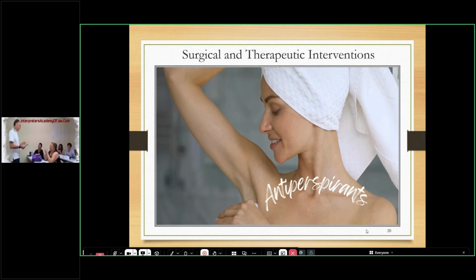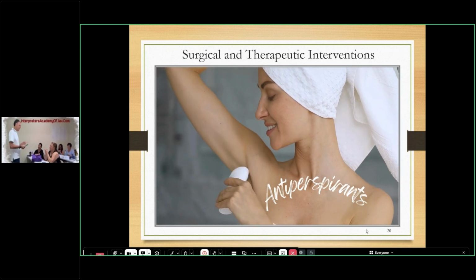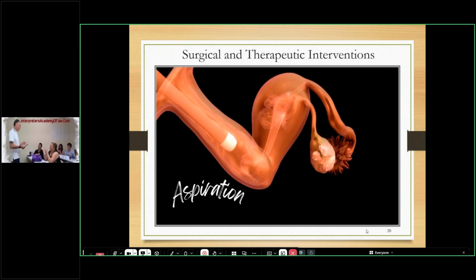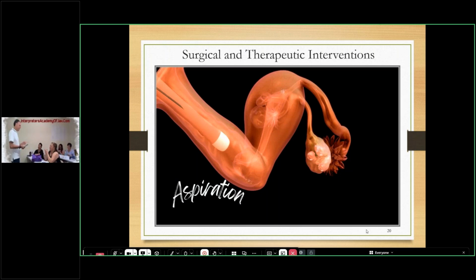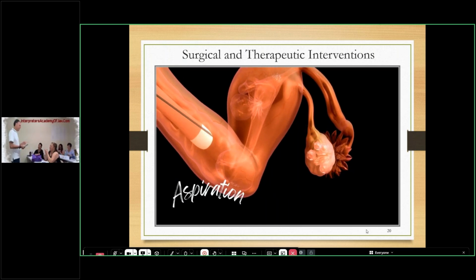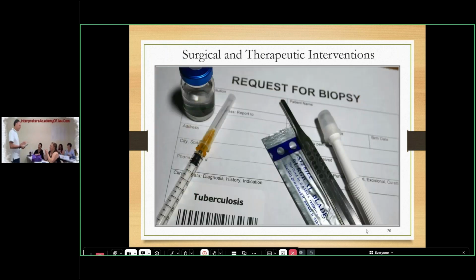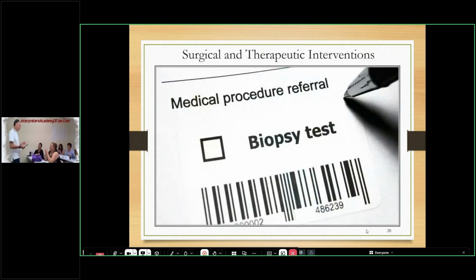Antiperspirants act against or inhibit perspiration. Aspiration, the act of withdrawing fluid from a cyst using a syringe. And a biopsy is the removal of a small piece of tissue for microscopic examination to confirm or establish a diagnosis.